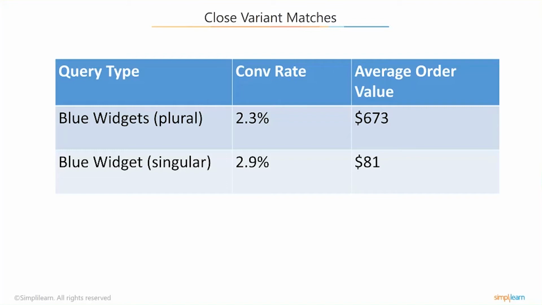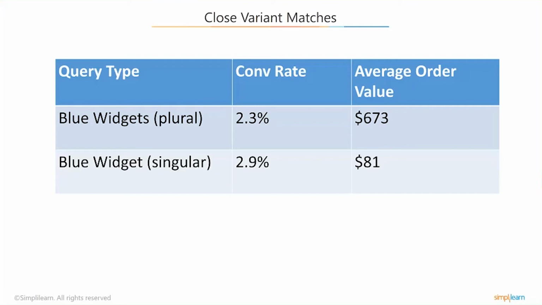And if someone searches for something like blue widget, singular, they have a high conversion rate, 2.9, but an $81 average order. If they search the plural version of the same word, the conversion rate drops a little bit, but their average order value goes to 673. That's a dramatic difference. That singular S makes a huge difference in how much they're willing to bid for that keyword. So best practice says right here, we should stop and we should manage our ad groups, singular versus plural.